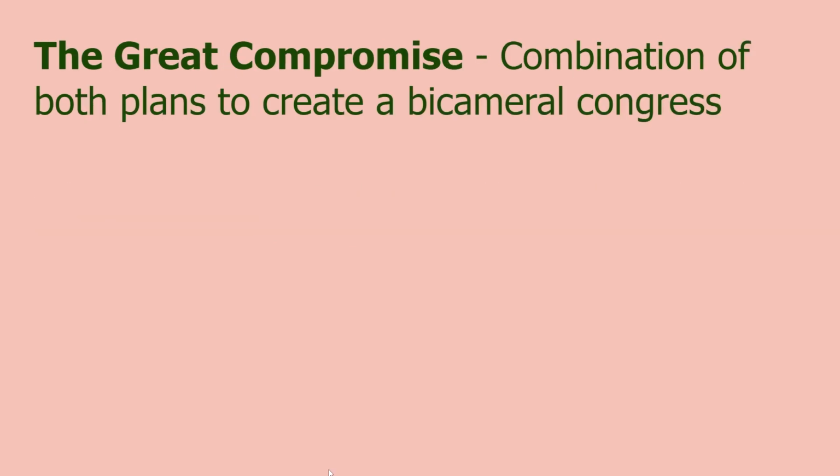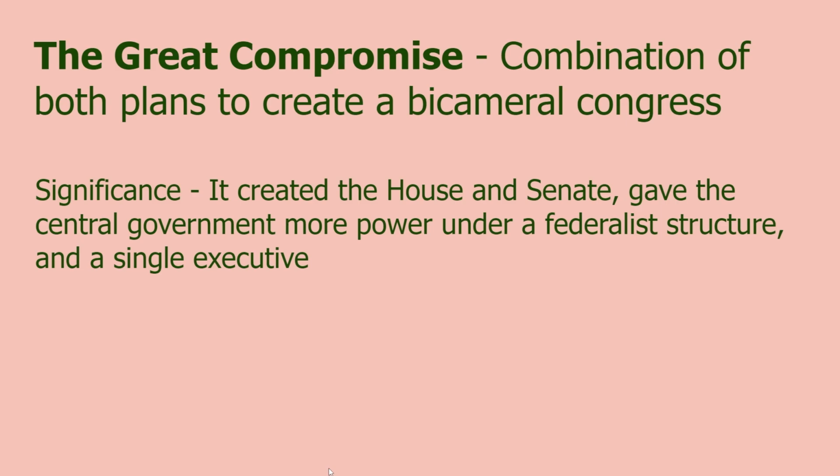The Great Compromise, combination of both plans to create a bicameral Congress. This is how the House and Senate were made. It created the House and Senate, gave the central government more power under a federalist structure, and a single executive. So the House is the Virginia Plan type thing, where you have representatives based on population, and the Senate is the equal body, two representatives for each state. That's the New Jersey Plan part. And it gave the central government more power.